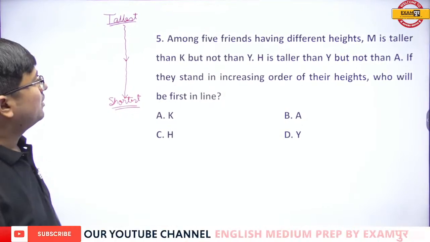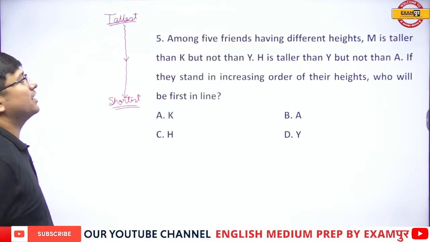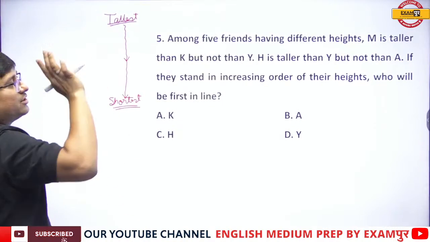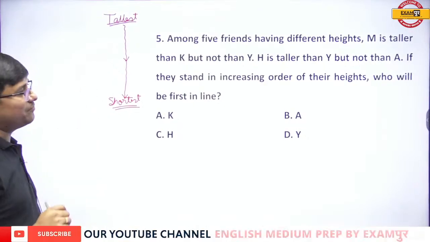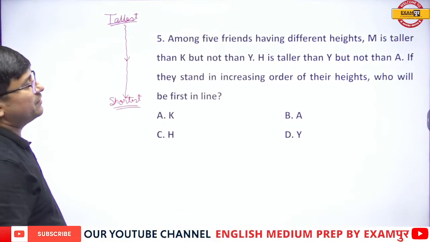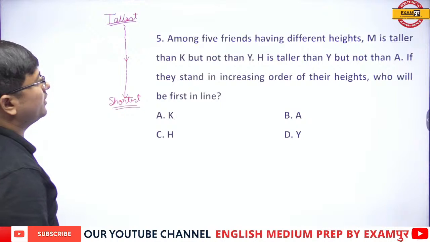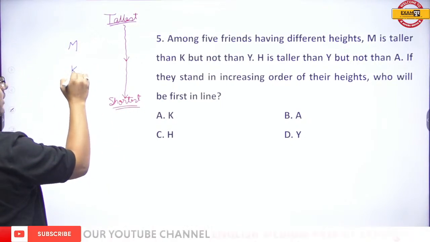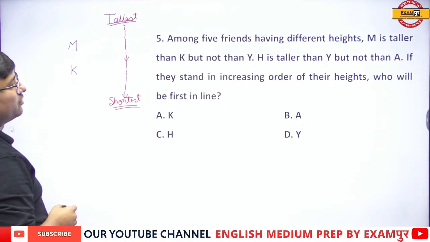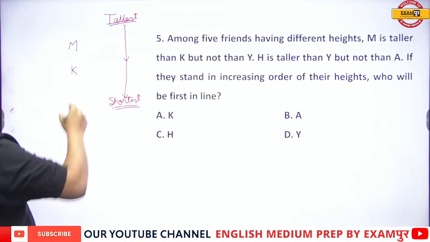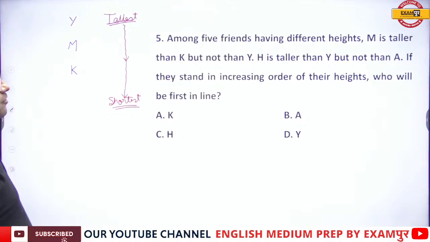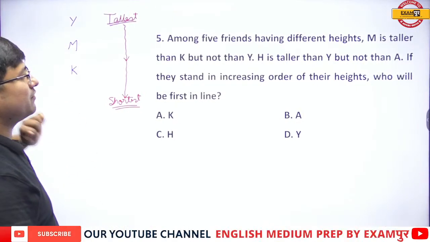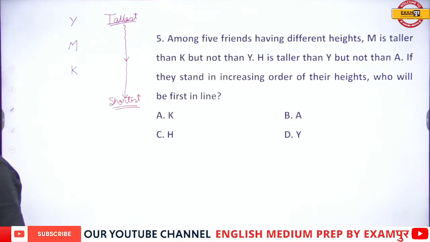Now see, among five friends having different heights, tallest person at the top, shortest at the bottom. You can do reverse also. So among five friends having different heights, M is taller than K, but not than Y, meaning shorter than Y. H is taller than Y.